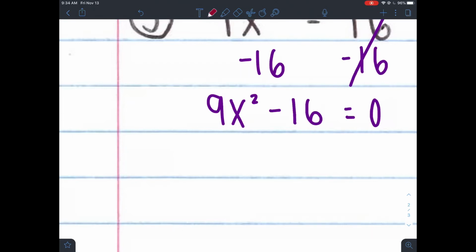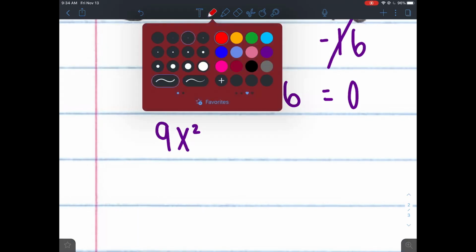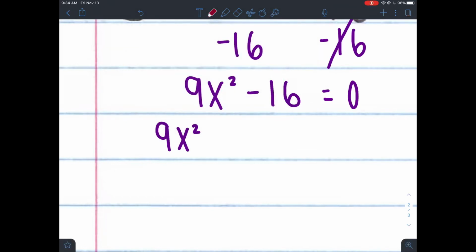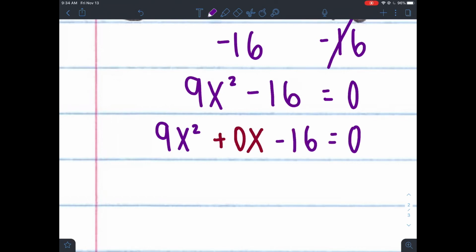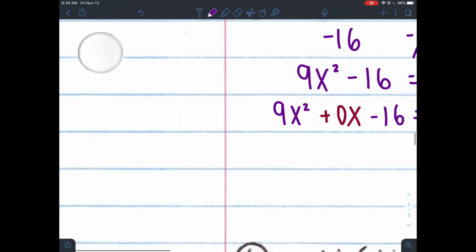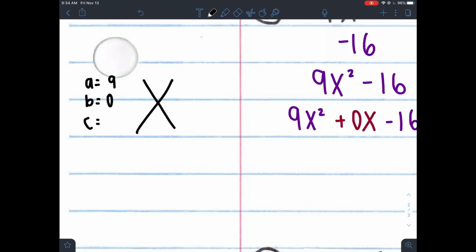Well, I notice this is in standard form, but I'm missing one of my terms. I'm missing my b. So this is one of those special cases. We have 9x squared. Our b here, because it's missing, remember nothing as a number is 0. So we have 0x minus 16 equals 0. So that b was missing. Now I can do AC method because now I have 3 terms. You can't do AC method if you only have 2 terms. So I'm going to identify A, B, and C because I have it in standard form already. A here is 9, B is 0, and C is negative 16.